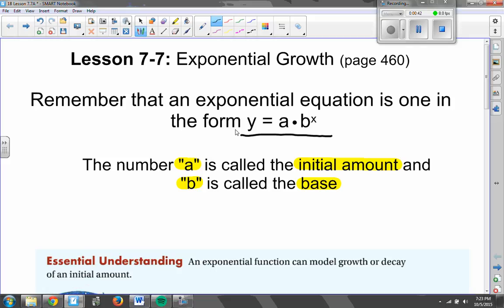The number a is called the initial amount, right? And the number b is called the base. So b for base, a for amount. A is the initial amount. B is called the base. All right, please add both of those things to your notes. That's one of the things I will be looking for when we get to class tomorrow.